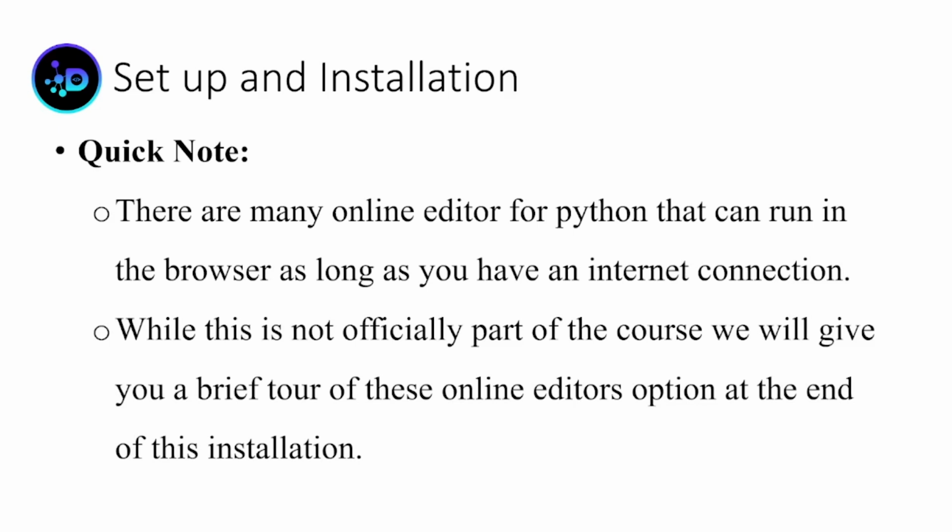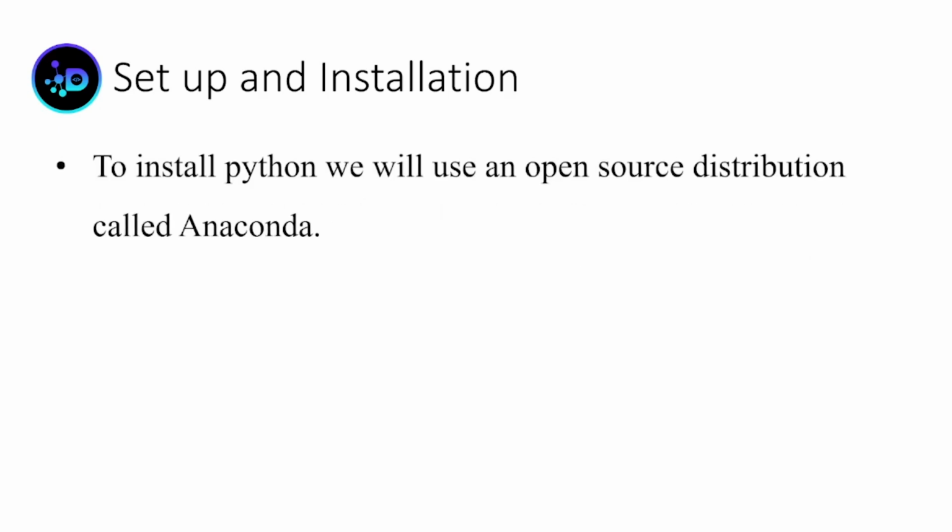So the reason why we're not going to be using an online editor is because, number one, not everything is open source. And when I say open source, I mean a software or a tool that is free for everyone to use and access. So not every online editor is open source, and some of these online editors tend to change as time goes on. So to install Python, we would use an open source distribution called Anaconda. So as I said earlier, open source is free to use. That means once we download Anaconda, we would be able to use it freely. So you don't need to worry about paying or subscribing for Anaconda.